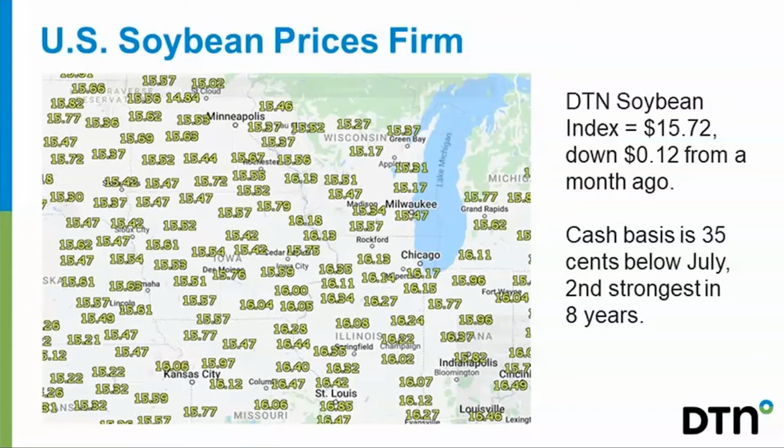The cash basis is 35 cents below July at the moment. That's still the second strongest in 8 years. So this is still a very strong demand situation. And of course, we've been talking since harvest about how strong the crush incentives are. We'll talk about that in just a moment. And so when you've got strong crush demand and active imports, as we've had since South America's been hurt by dry weather, we have still a very strong demand situation for our soybeans here in the U.S.